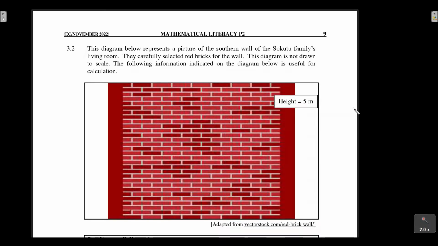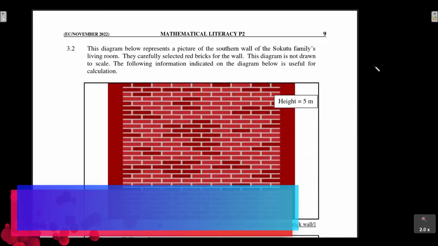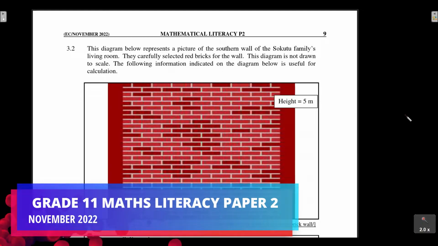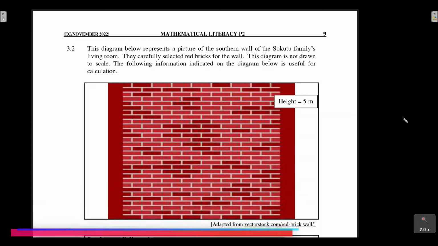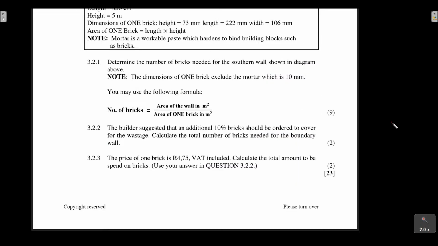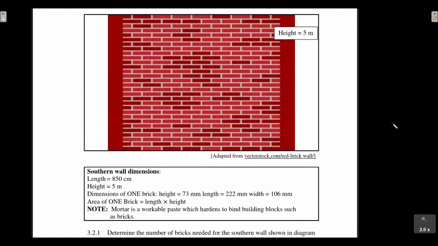So on today's video tutorial, we are going to be tackling question 3.2 from the grade 11 mathematical literacy paper 2 that was written in November 2022 by the Eastern Cape Province learners. The topic being assessed is packaging, because we are going to have to calculate the area of this wall, and also from that, determine how many bricks we can fit into this wall.